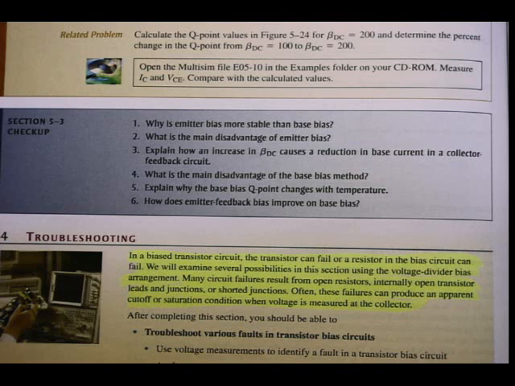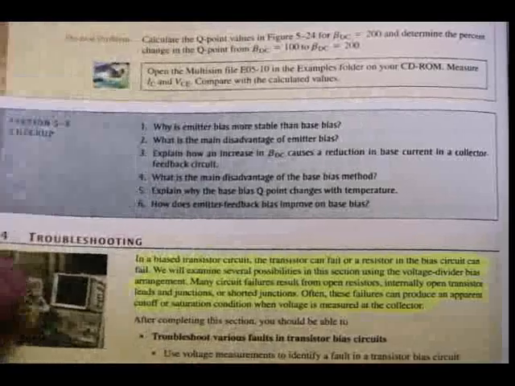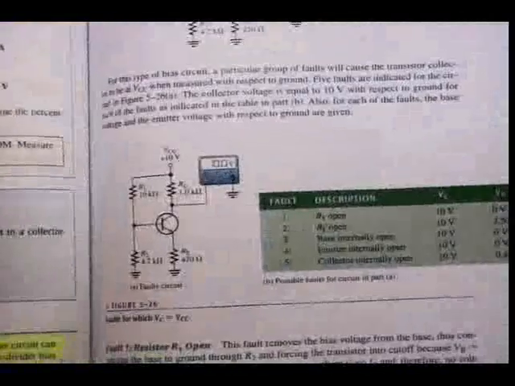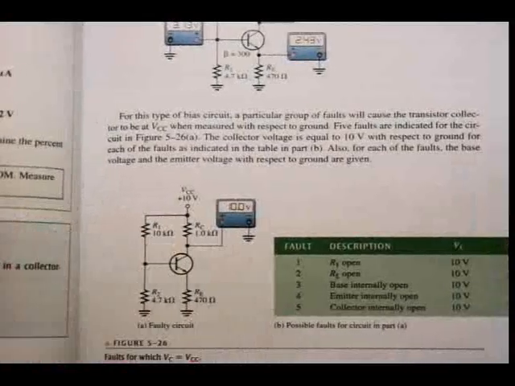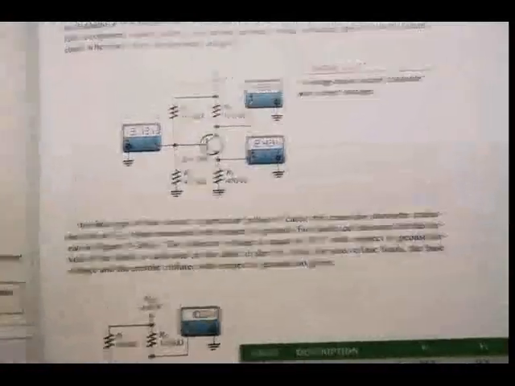Many circuit failures result from open resistors, internally open transistor leads and junctions, or shorted junctions. Often these failures can produce an apparent cutoff or saturation condition when voltage is measured at the collector. So you can already see that it is important that you know what the conditions for saturation and cutoff might be, or should be.